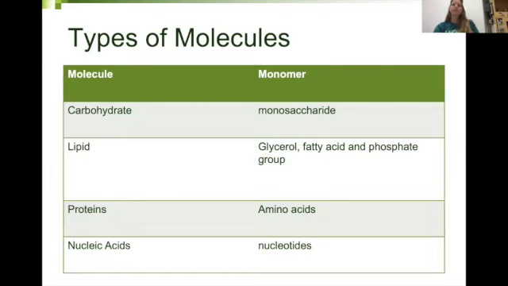The types of molecules that we're going to be focusing on are carbohydrates, and their monomer, mono means one, so their single piece of it is a monosaccharide. Mono being one, saccharide being sugar. Lipids are your fats, and they're made of glycerol, fatty acids, and phosphate groups. Your proteins are made of amino acids, and your nucleic acids are made of nucleotides.